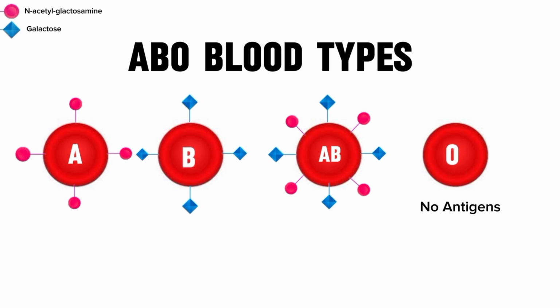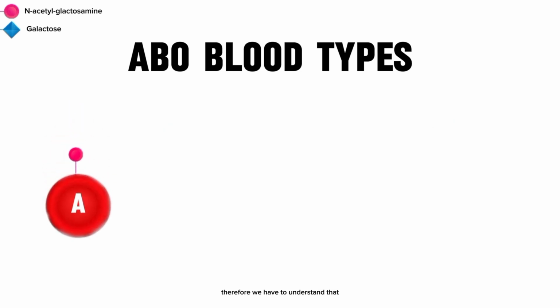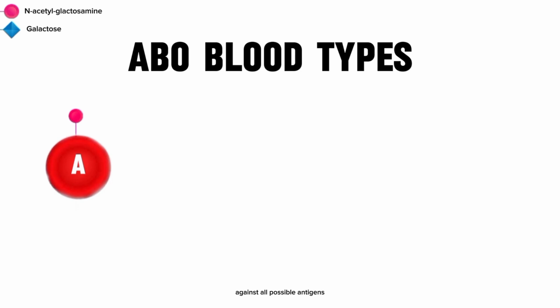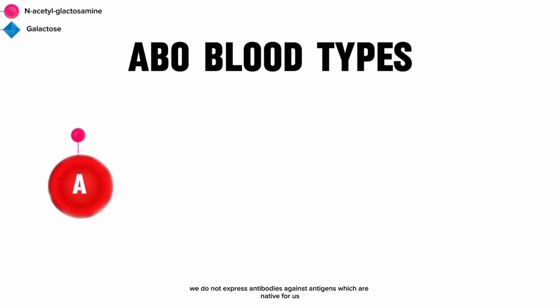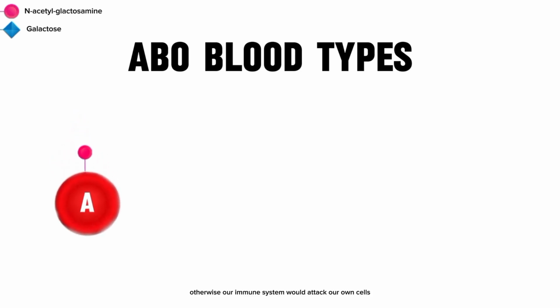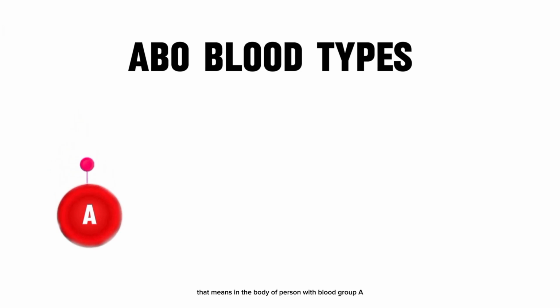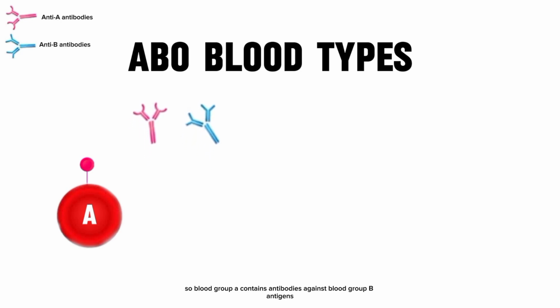Now we have to introduce antibodies, since they also vary along those blood groups. Therefore, we have to understand that we express different types of antibodies against all possible antigens. However, we do not express antibodies against antigens which are native for us. Otherwise, our immune system would attack our own cells. That means in the body of a person with blood group A, we cannot find antibodies against the A antigen. All other antibodies against foreign antigens can be found. So blood group A contains antibodies against blood group B antigens.